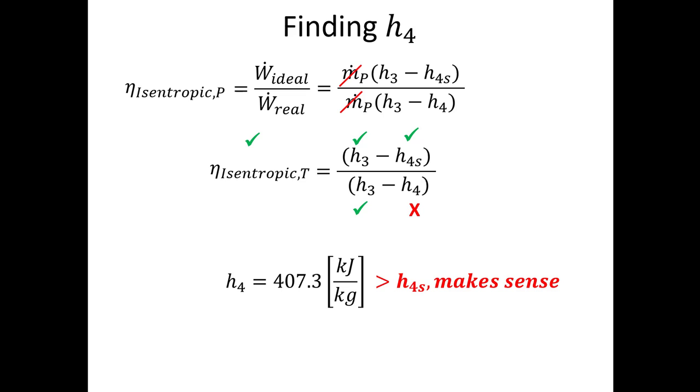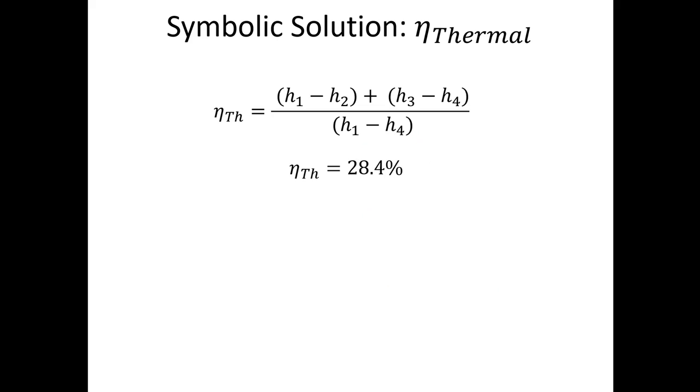Again, this is larger than H4s, which means that my real pump consumes more power. Delta H will be larger in the real pump than in the ideal pump. So now I can take my symbolic solution for thermal efficiency. I can plug in all my values of specific enthalpy, and I can find that the thermal efficiency is 28.4%.